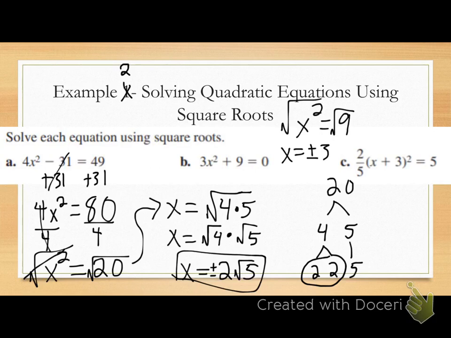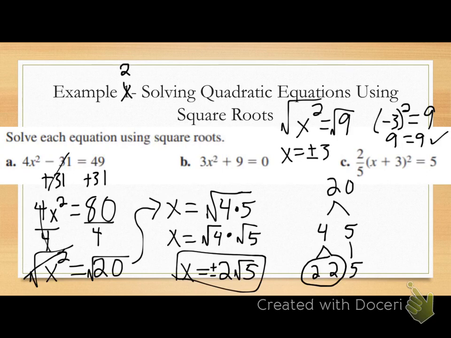If I plug my values back in, it should make the equation true, correct? So if I plug 3 in, what's 3 squared? 9. Is that a true statement? Yes, it is. 3 is not the only thing that I can square and it becomes 9. If I plug in negative 3, what's negative 3 squared? 9. Is that a true or false statement? True. So I've got 2 solutions there. Does that make sense?